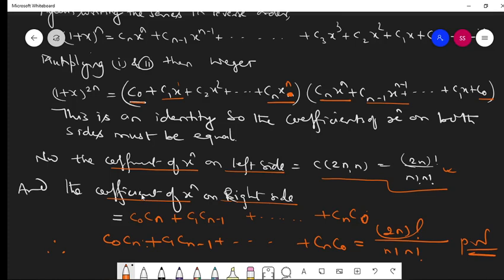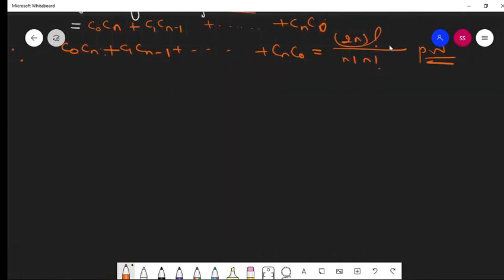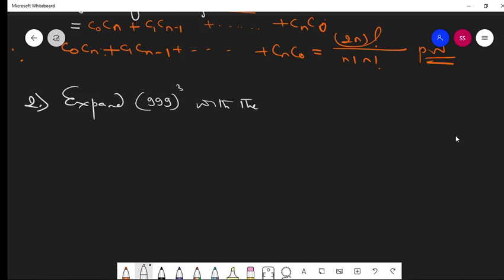Now dear students, we have to move to the next question, a very important or interesting question. Number 2: expand 999 to the power 3 with the help of binomial theorem. Binomial theorem, very interesting question.